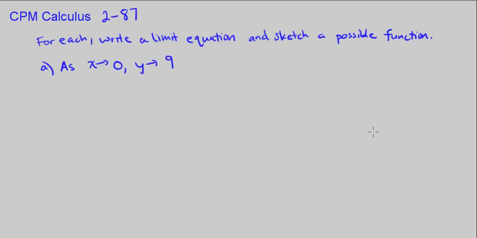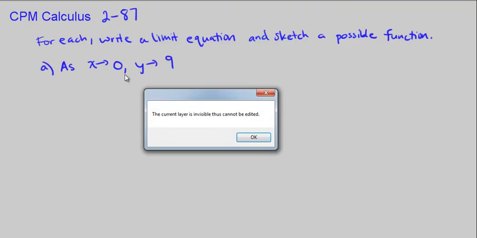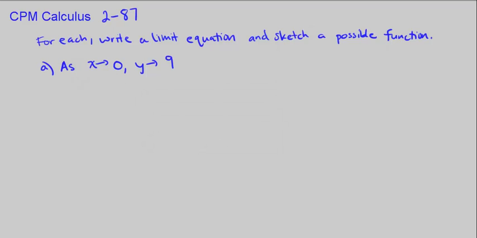CPM Calculus Chapter 2, number 87. We're asked, for each description, to write a limit equation and sketch a possible function. For part A, we're given an approach statement: as x approaches 0, y approaches 9.